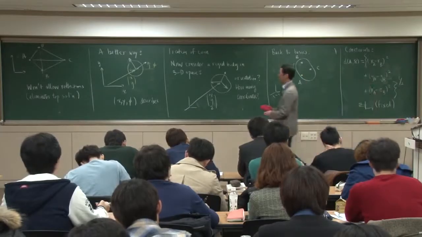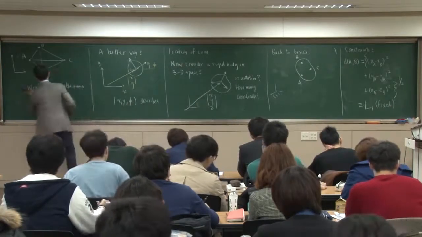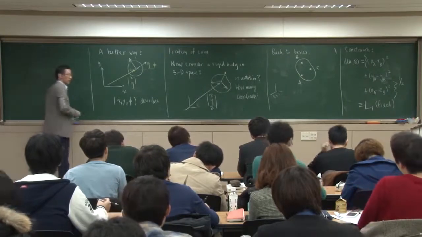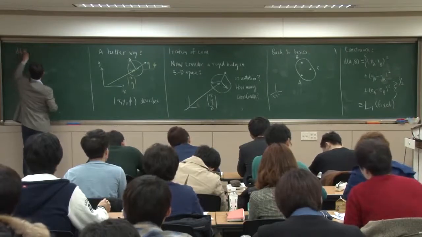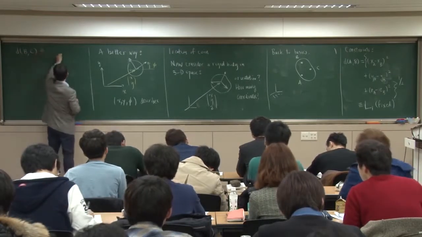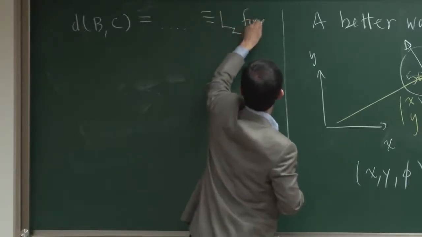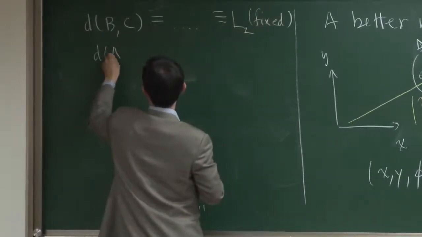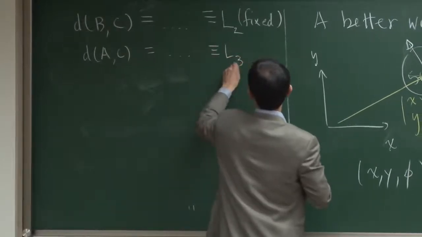The other constraints are the same. The distance between B and C, I won't write the detailed formula, is some fixed L2. And finally, the distance between A and C also is some fixed L3.